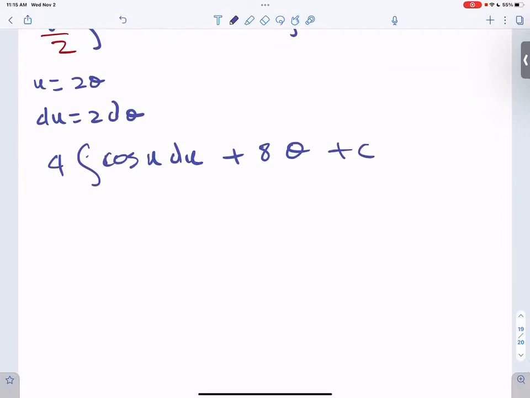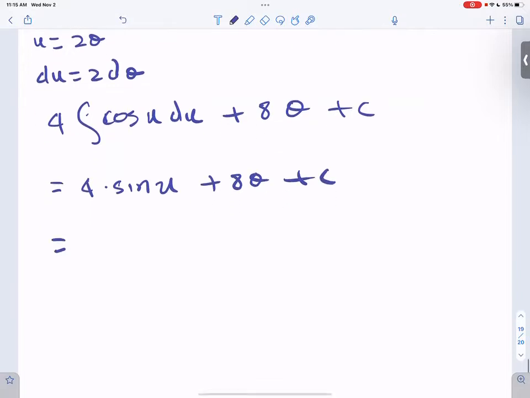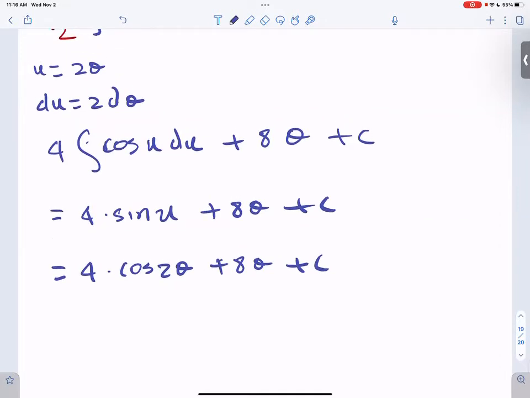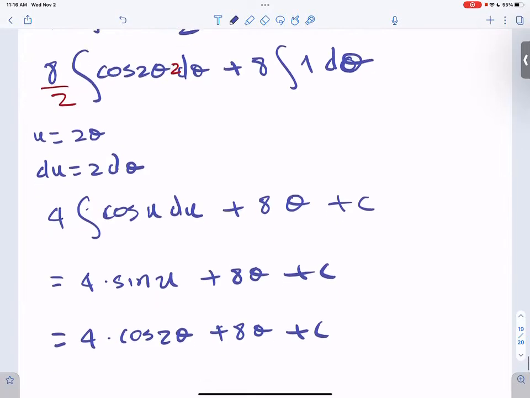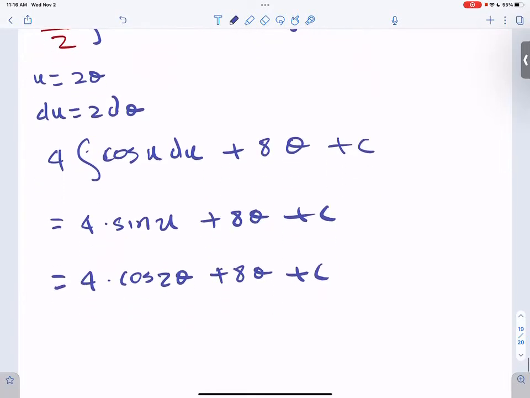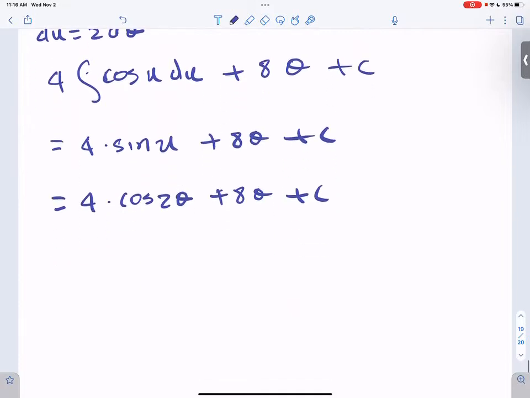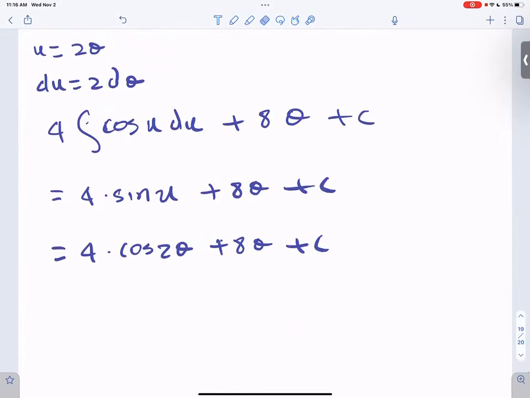Now the integral of the cosine is the sine. We're going to have 4 times sine of u plus 8 theta plus C. But we have to replace u back: it's going to be 4 times sine of 2 theta plus 8 theta plus C.